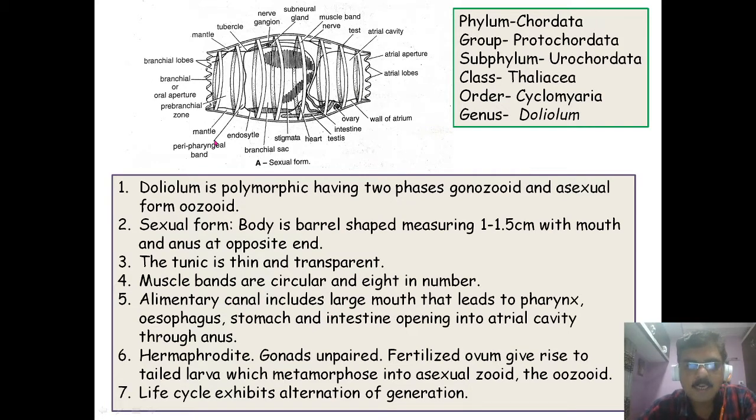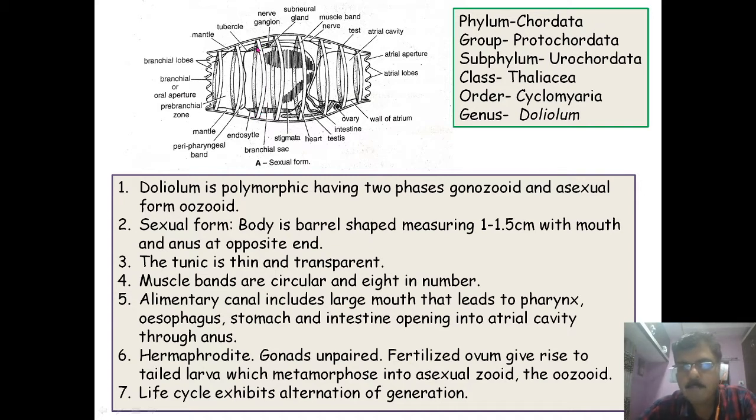And this Doliolum, the order is Cyclomyria. Cyclo means cyclic, myria means muscles. These are the 8 muscle bands: 1, 2, 3, 4, 5, 6, 7, 8. In the figure you have to draw the 8 muscle bands which are complete, that is in 360 degrees.